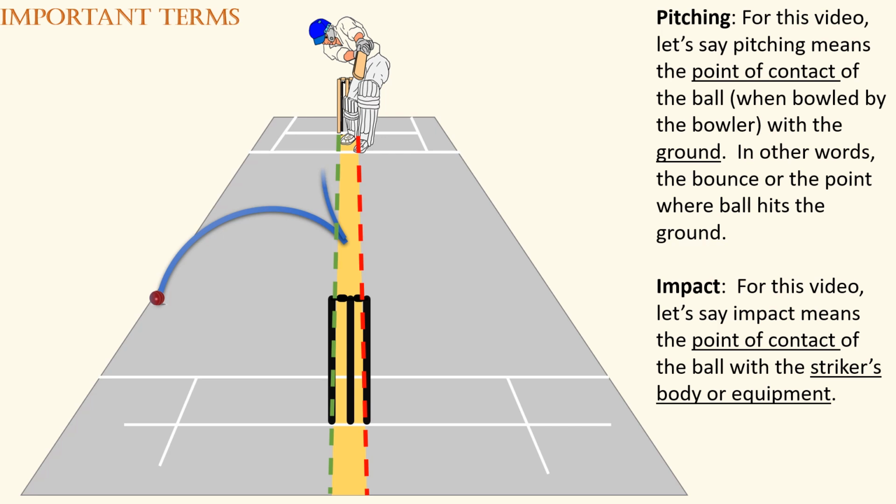Next item to consider is impact. For this video, point of impact is the point of contact between the striker's body or his equipment and the ball. So if you see this animation, the ball touches the pad of the batsman here, and therefore this is the point of impact.